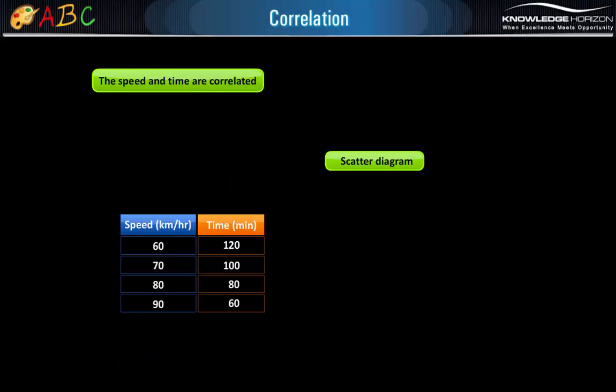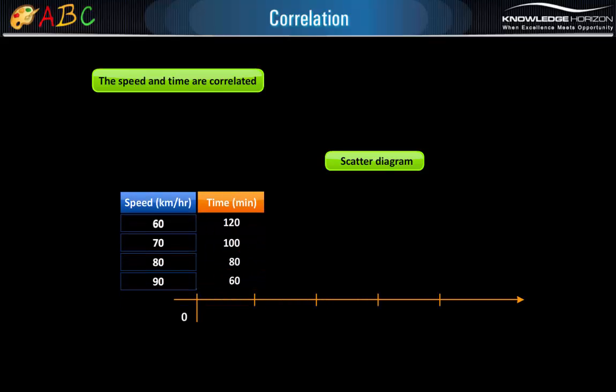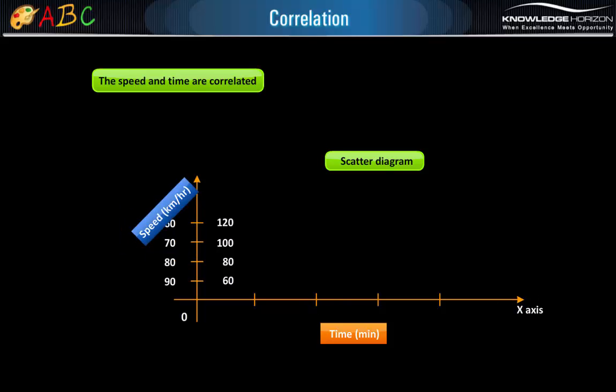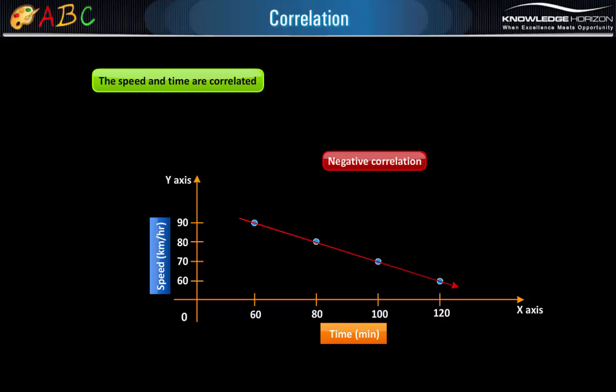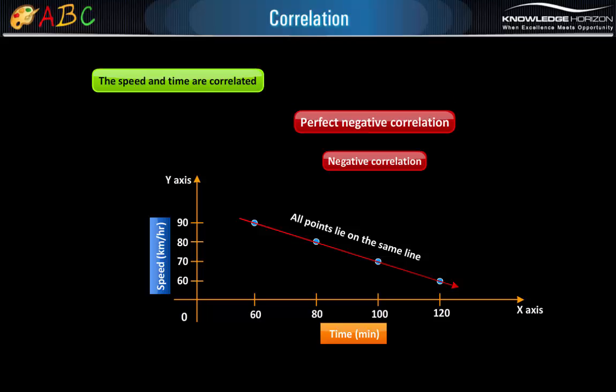The scatter diagram is obtained as follows. Let us represent the time on axis X and the speed on axis Y. Rearrange the points on the number line. The points on the scatter diagram can be plotted by joining the coordinates for time and speed. Since the line moves downward as we move from left to right, it is a case of negative correlation. All the points of the scatter diagram lie on the same line, so it is a case of perfect negative correlation.